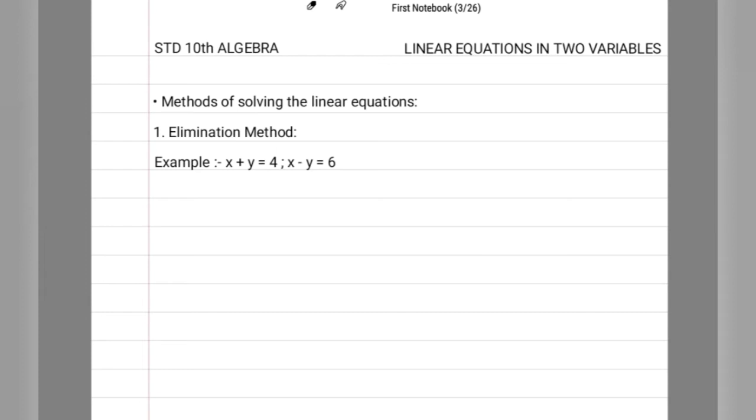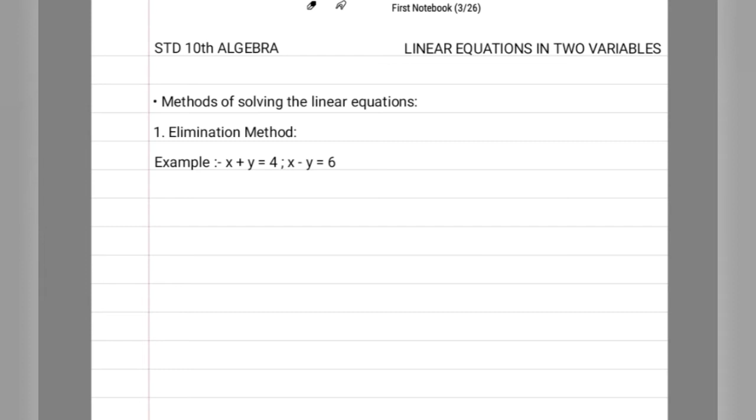After getting this value of the variable, you can substitute it in the given equation to find the value of the eliminated variable. Now this is a little confusing. It would be easy to understand if we solve a sum. So let's start with solving the sum.